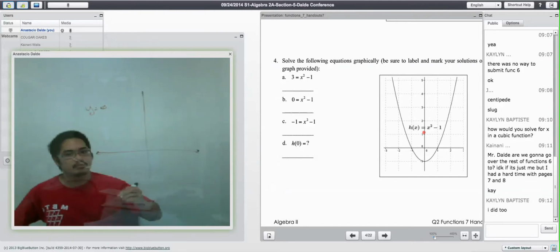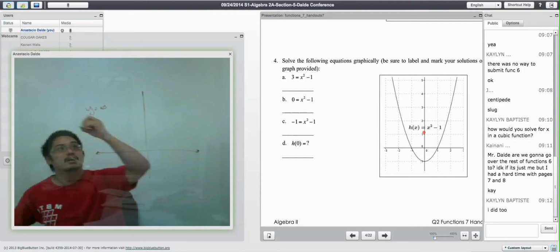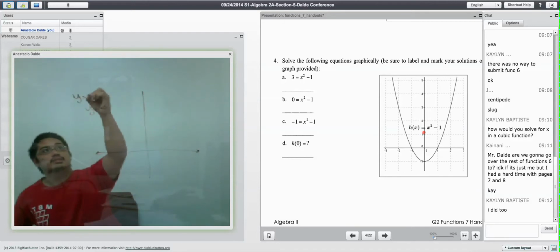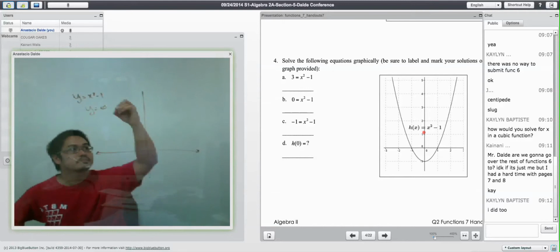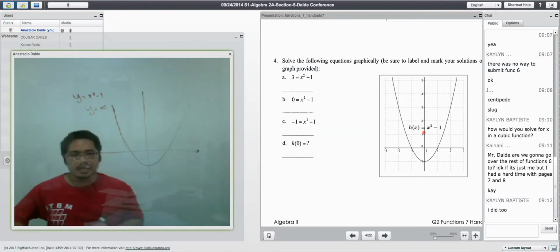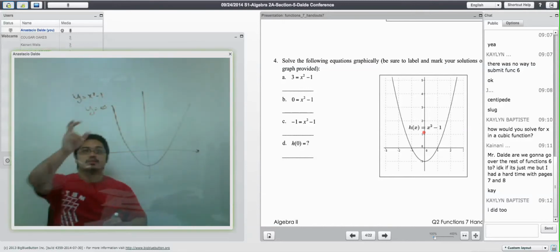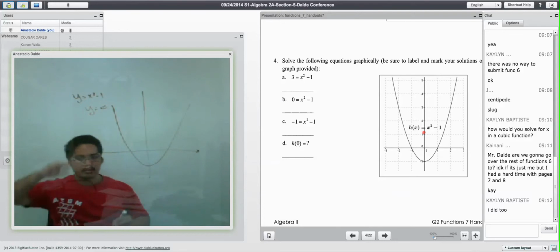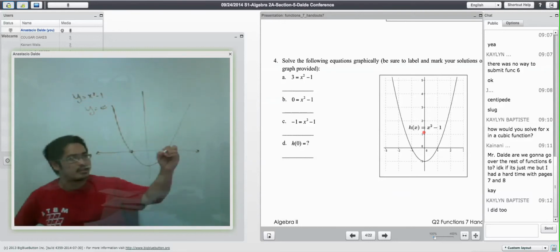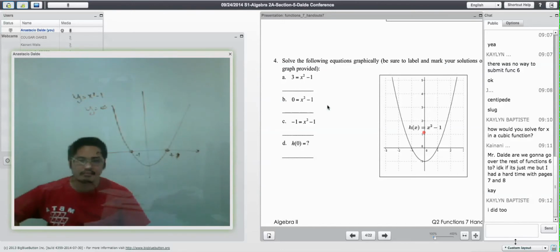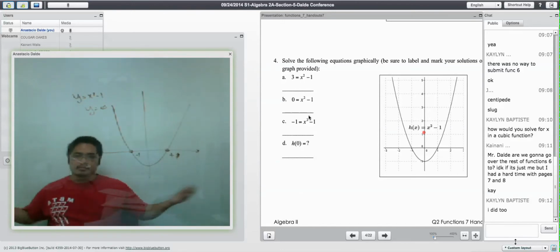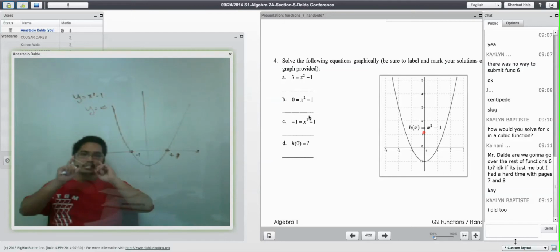For example, if we were to solve this problem right here, y equals x squared minus 1. That's my general equation. And then if I say, where does y equal 0? I would think, okay, where does it cross this line right here? That would be at positive and negative 1. Positive 1, negative 1. So this answer right here for part B, plus or minus 1. We cool?